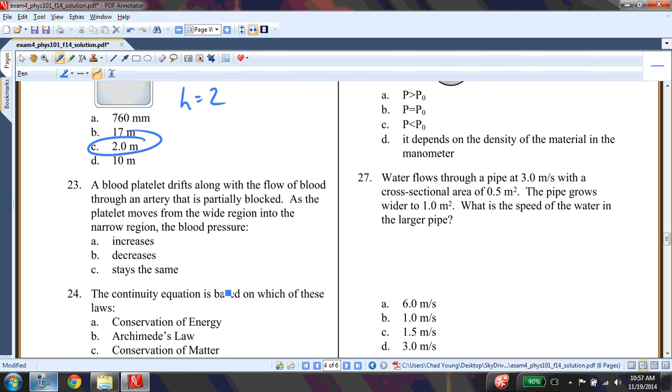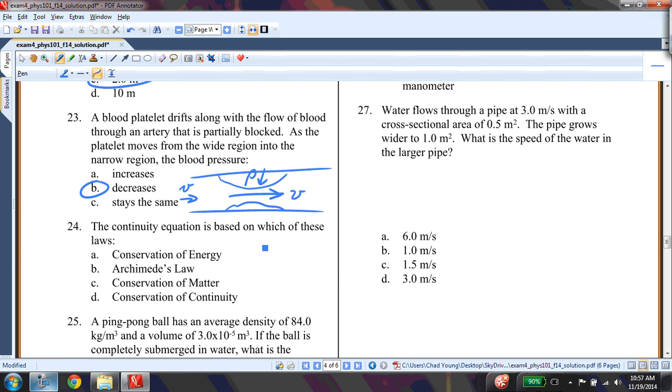23, a blood platelet drifts along with a flow of blood. It's partially blocked. The artery, as it moves into the narrow region, the blood pressure decreases. So we have this artery, it's blocked. I have this blood traveling along at a certain velocity. When it goes through here, it gets a bigger velocity, so the pressure decreases by Bernoulli's principle. The continuity equation is based on the conservation of matter. Conservation of energy is Bernoulli's principle, not the continuity equation.